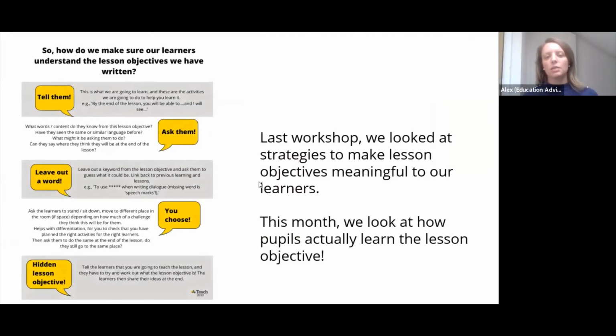Now, last workshop, we had a little look at how to make sure our learners understand the lesson objectives that we have written. Now, them understanding what they want to achieve and what you want them to achieve is not quite the same thing as them actually achieving it. So sometimes we have to plug that gap and fill in the idea of how to achieve something. And that's what we're going to look at today.